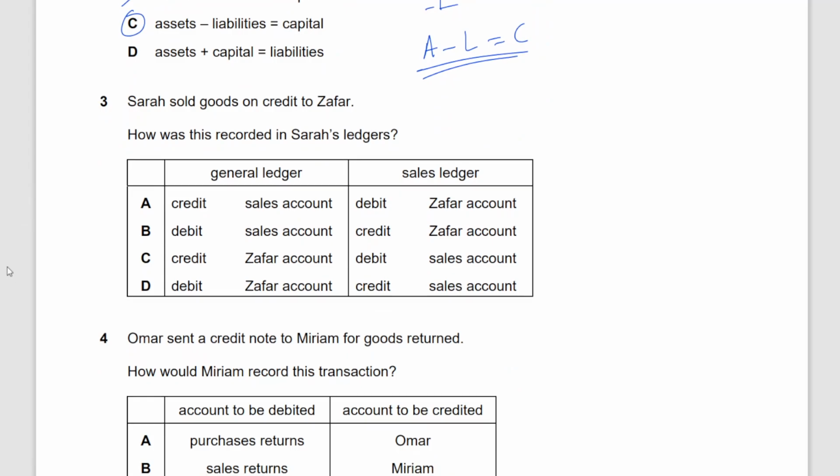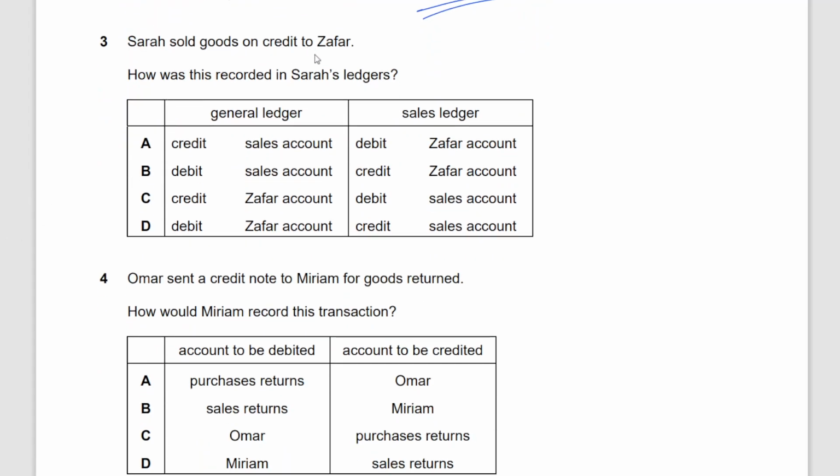Let's move on. Question 3. Sarah sold goods on credit to Zafar. Always clarify the relationship. Who's the seller? Sarah is the seller. Zafar is the purchaser. How was this recorded in Sarah's ledger? The one who's selling, Sarah, so of course it's the sales. So sales will be credited for Sarah. Let's see. Credit sales account, that's for sure. And debit Zafar as a receivable. So this one's simpler than I thought, right?